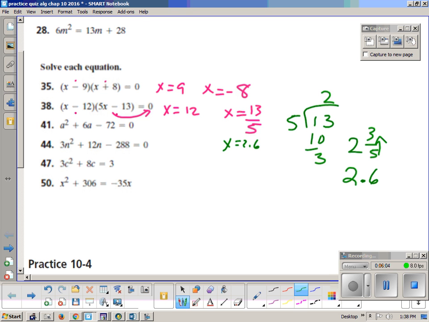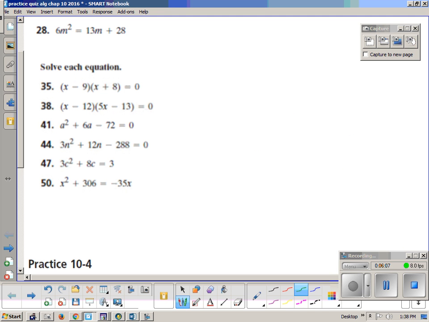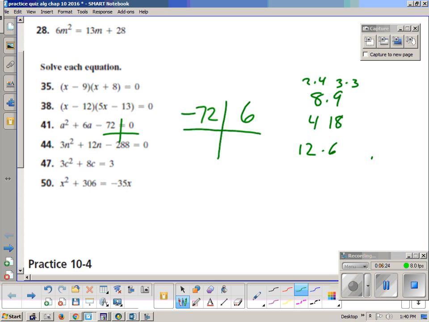Okay, moving on to question number 41. This one's a quick chart. So factors of negative 72 that add up to 6. And that's going to be, what do you got? Okay, I did a little scratch work over here. 12 times 6 works, and the 6 is negative.